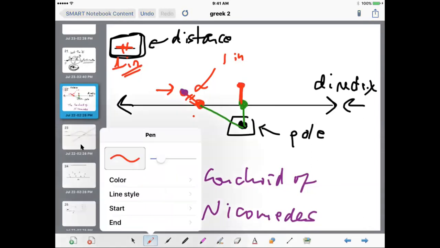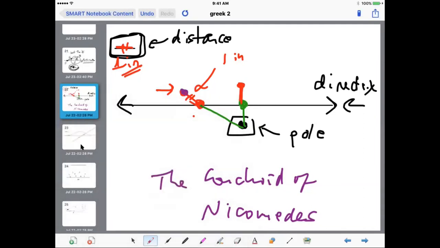And that is another point. And what ends up happening is you get a curve like that. It looks like a bell curve a little bit.